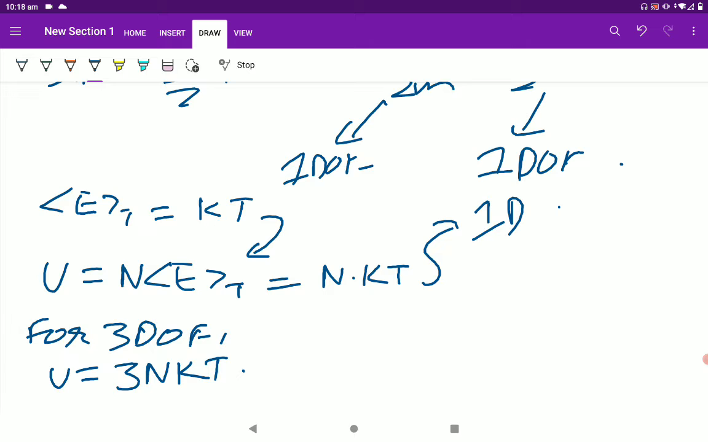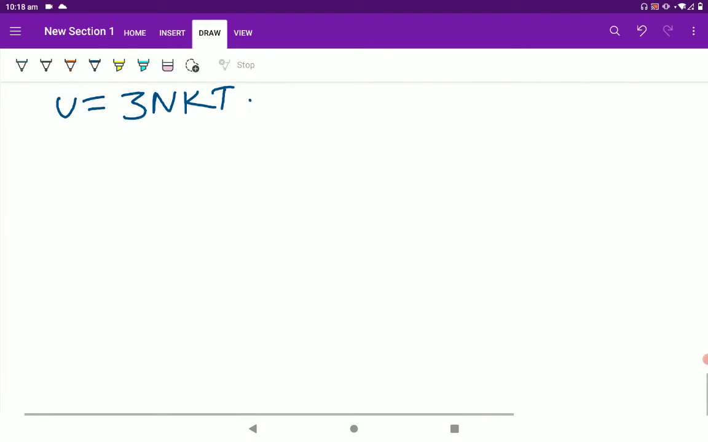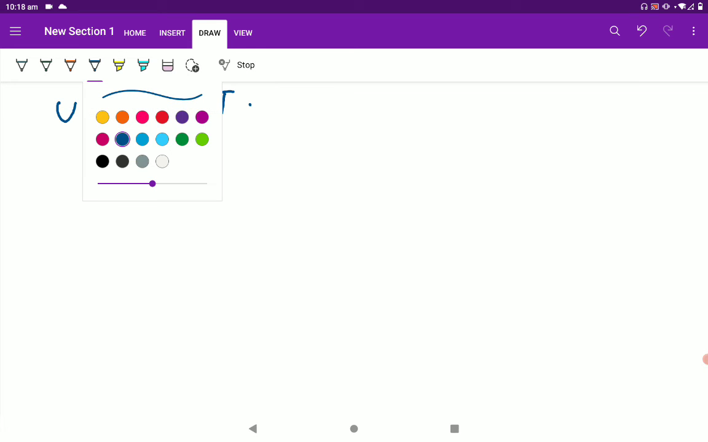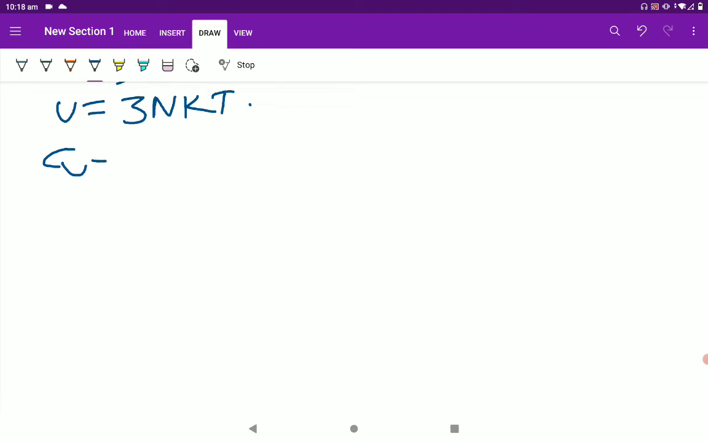This model is not completely correct. Anyhow, in future lectures we are going to study better models in comparison to this Dulong-Petit model, that is the Einstein model and Debye model. But now let's calculate the specific heat. We know that the specific heat is given by Cv equal to dou U by dou T.